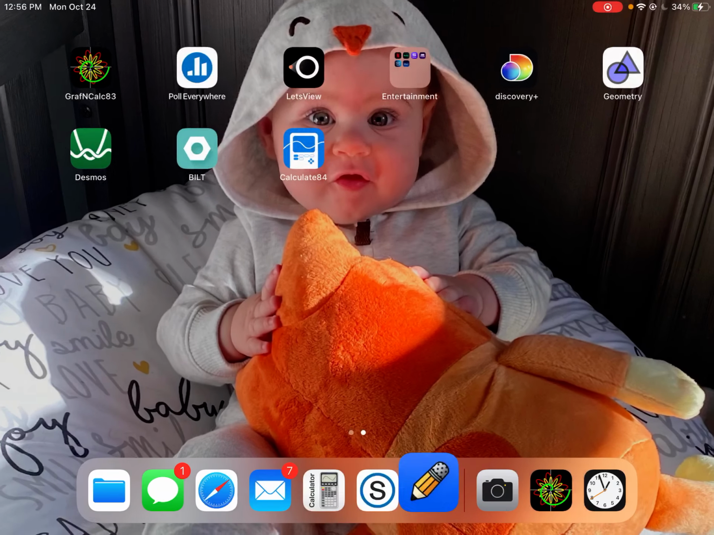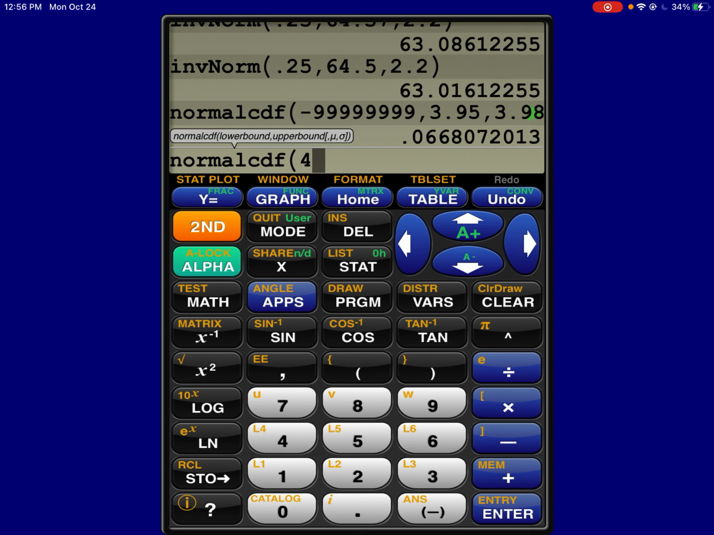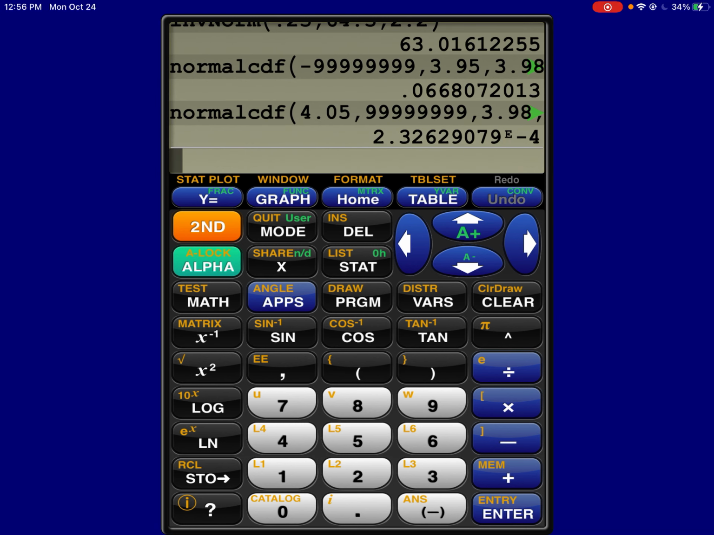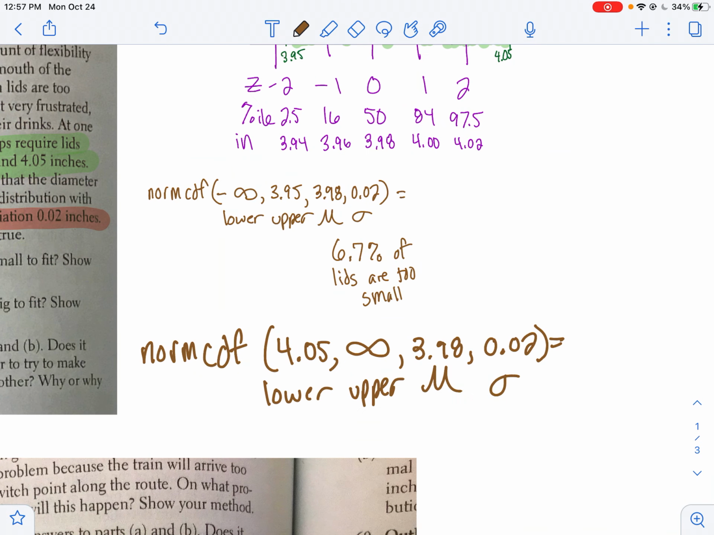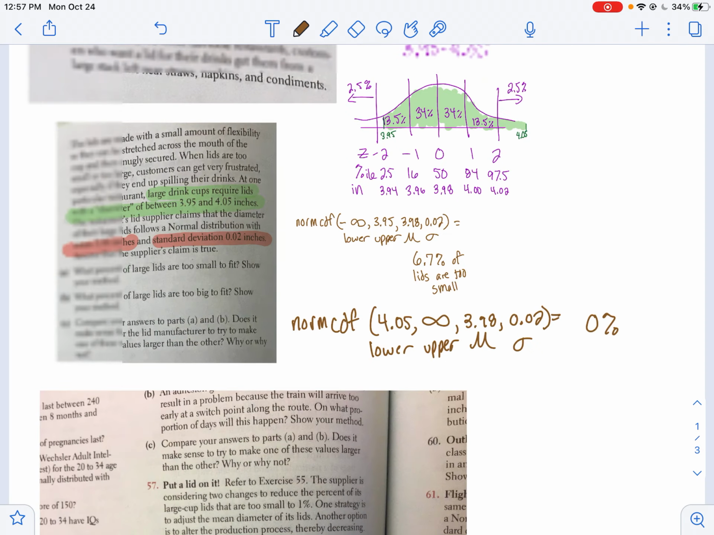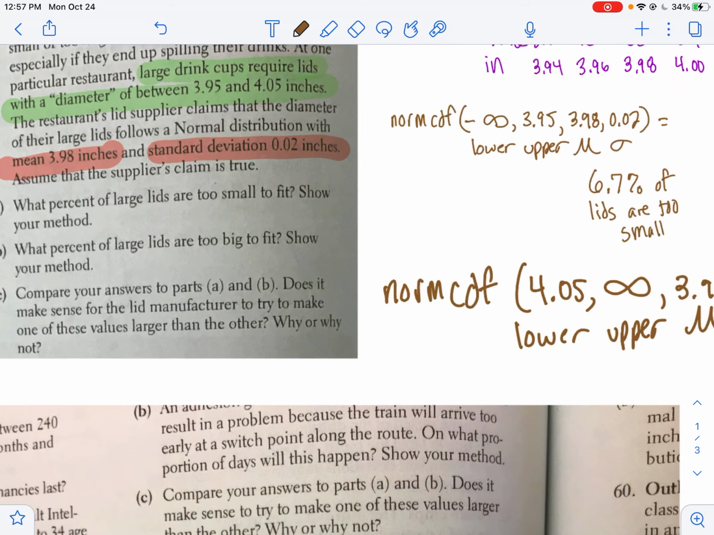So now I'm going to go to my calculator again. Second vars, normCDF. I'm going with 4.05 this time. My upper bound is going to be a bunch of 9s, so I'll account for that as positive infinity. 3.98, and then 0.02. And you'll notice I'm getting a very, very low value here. It is incredibly small. We're looking at much less than 1%, so I'll say about 0%. So we shouldn't be getting any lids that are too big, but it looks like we're getting about 6.7% of them too small.